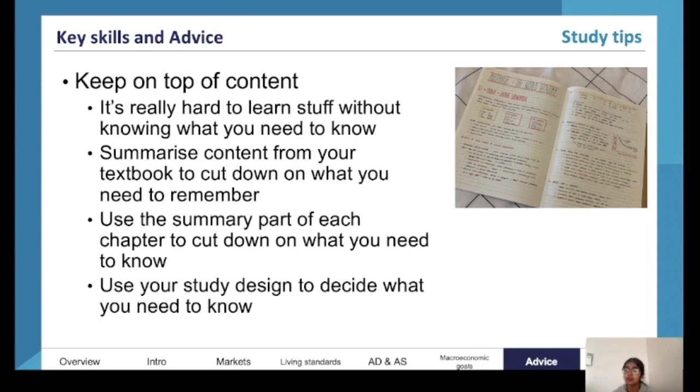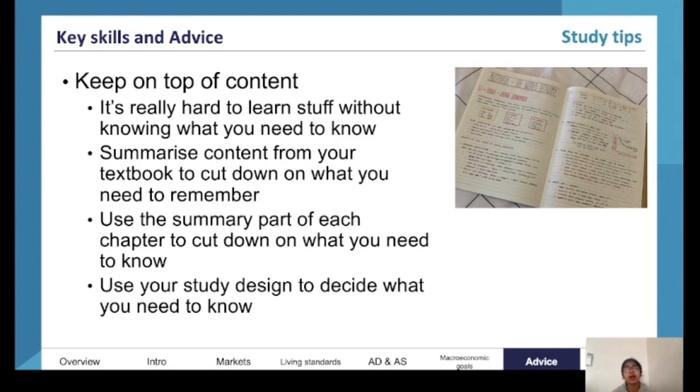So just make sure, especially during the holidays, you find a study method that works for you. Whether you're a note-taking type of person or you jump straight into practice questions, just make sure that you know whether your method is working for you. And if it isn't, be flexible and try to change your method depending on whether it's working or not.